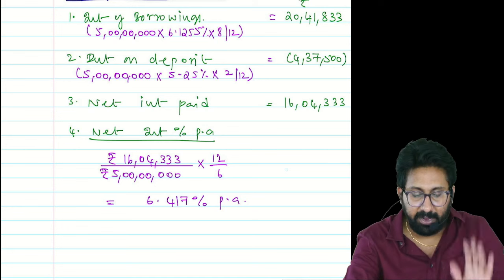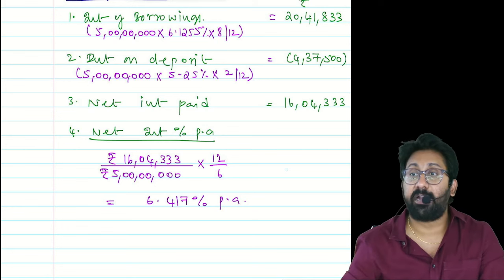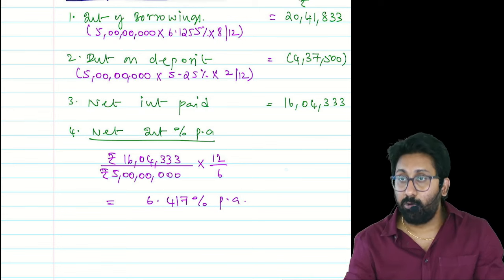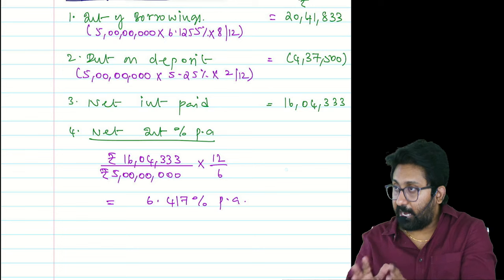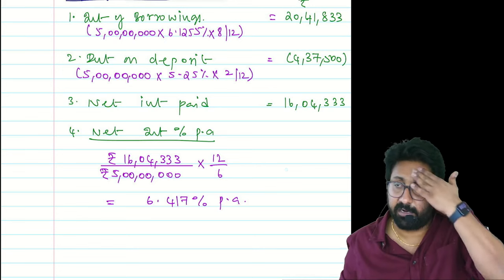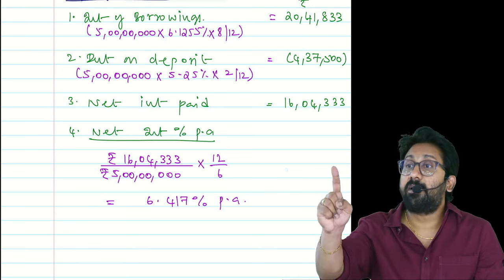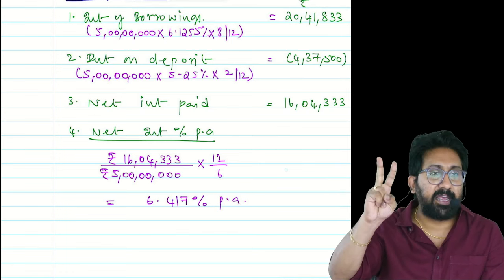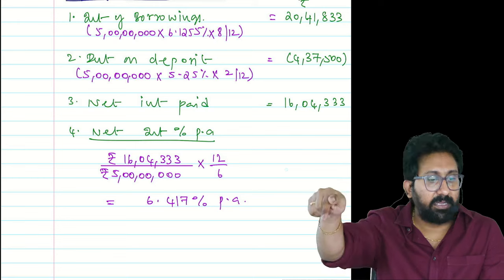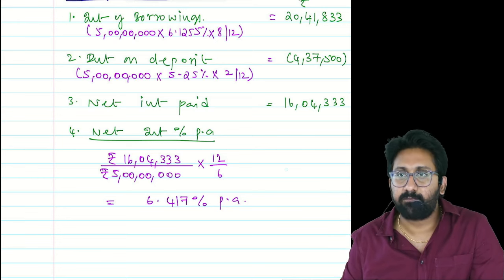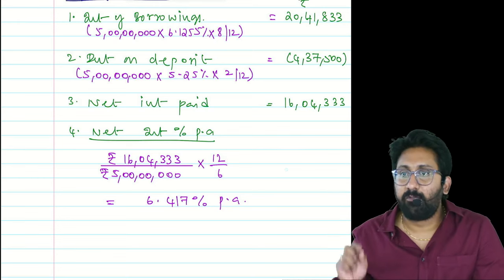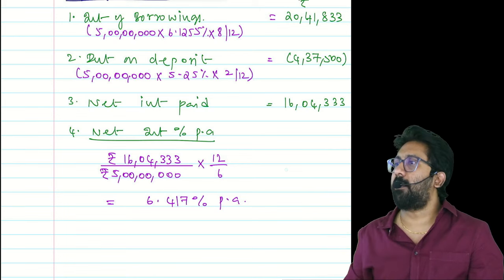That means you tell me, I will ask. How many contracts we entered? Technically, how many contracts we entered? Two contracts. One is a borrowing contract. Second one is a deposit contract. Net, how much is the interest rate? 6.417% per annum. Understanding or not?